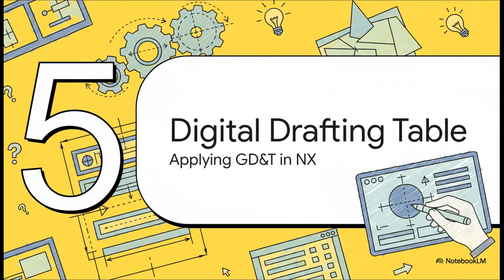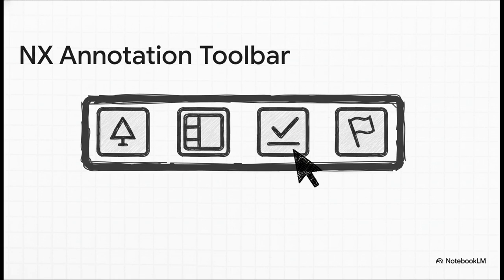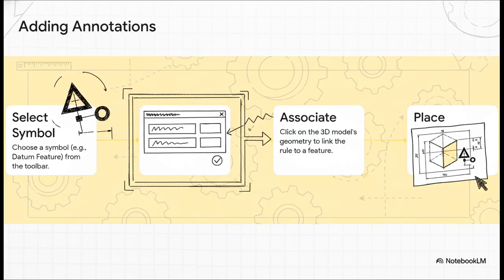So, we've got our language and its grammar. Now let's see how an engineer actually writes with it using modern computer-aided design or CAD software. This right here is the annotation toolbar in a program like Siemens NX. You can think of this as the engineer's palette. Each one of these buttons represents a specific GD&T symbol. They can just grab a datum feature symbol, define what's called a feature control frame to apply a tolerance, or even add instructions for things like weld symbols and surface finish. It's all right there.